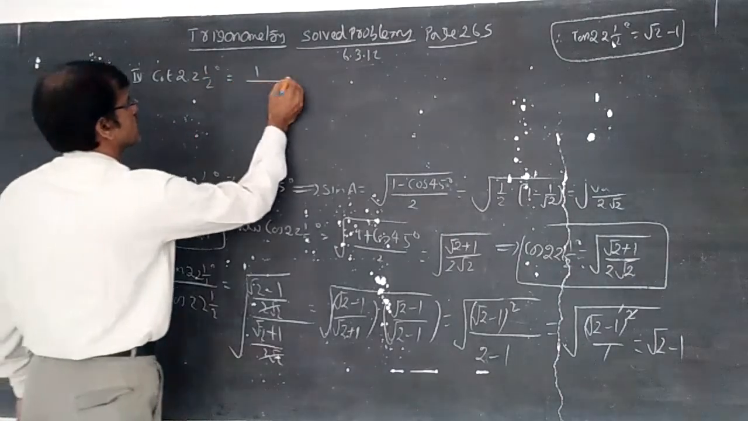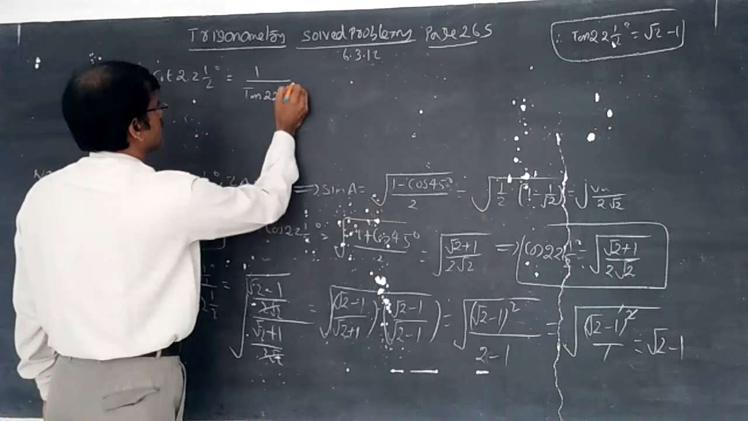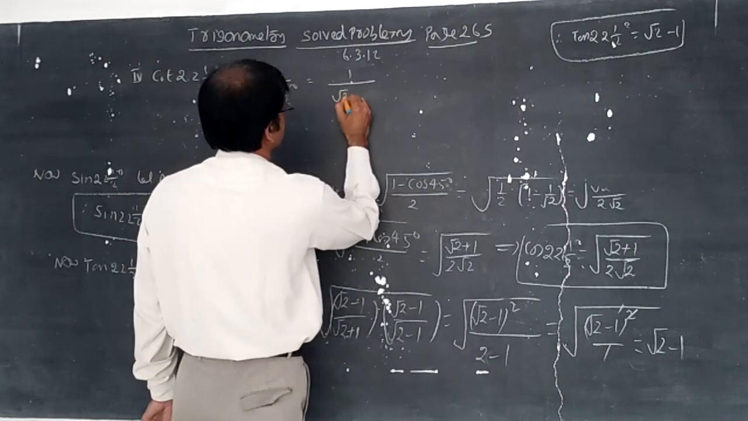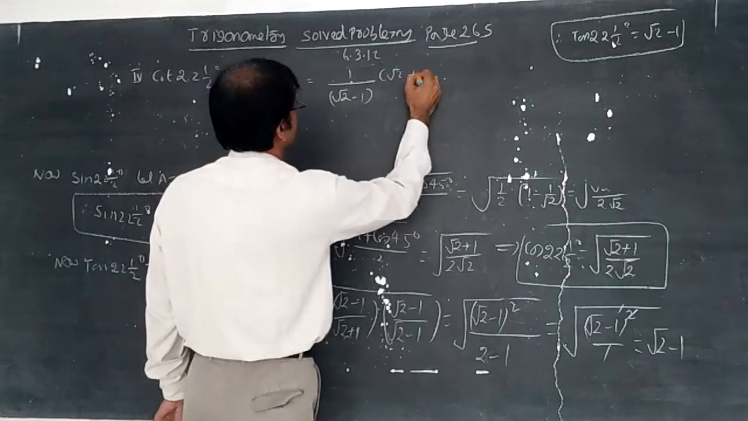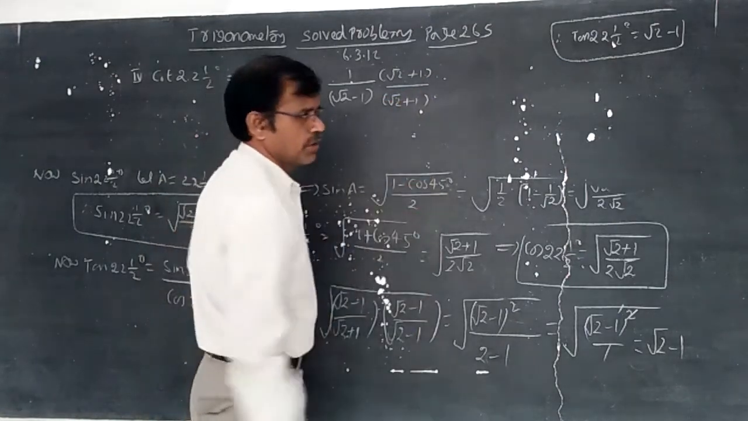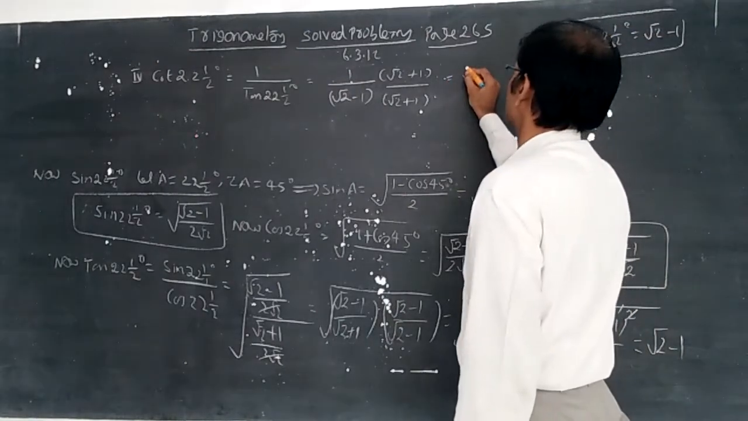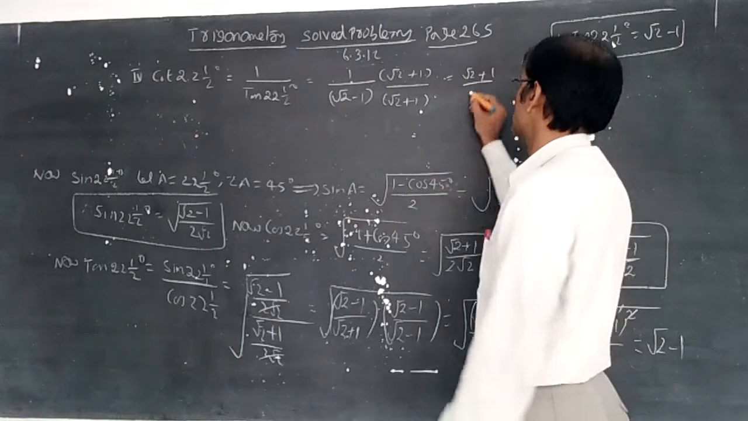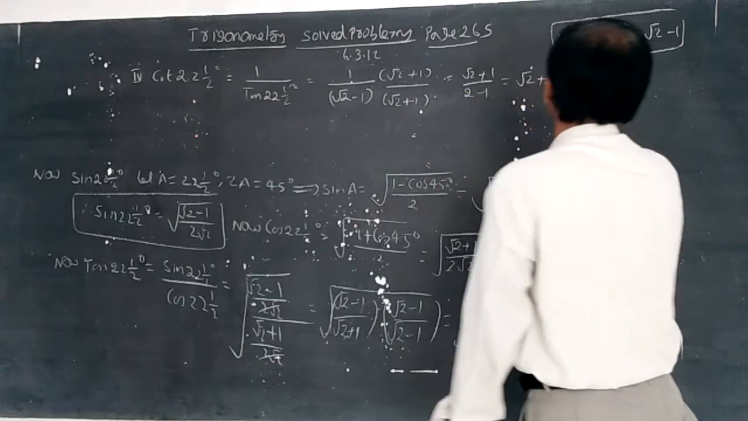Cot theta is equal to 1 by tan theta, so cot 22½ can be written as 1 by tan 22½. So this is 1 by root 2 minus 1. Multiply and divide with root 2 plus 1. So here, root 2 plus 1 by (root 2 minus 1) into (root 2 plus 1). This is of the form (a minus b) into (a plus b), so 2 minus 1 is 1. It is root 2 plus 1.